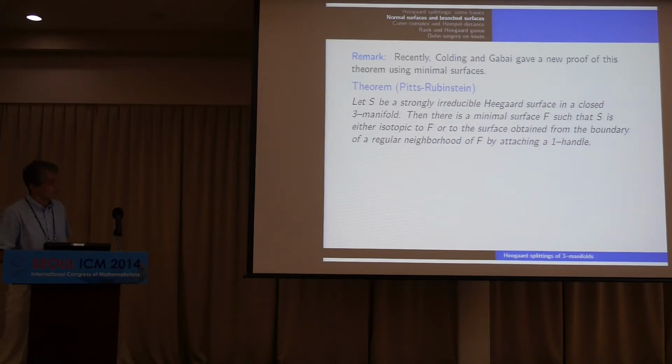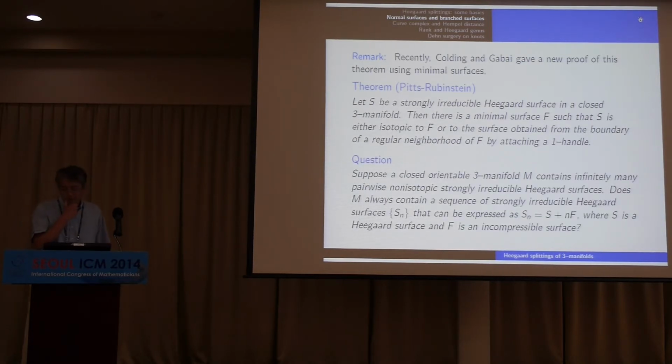with one handle added. So basically, that's the starting point from their paper. They analyze the minimal surfaces and give a new proof that a non-Haken three-manifold has only a finite number of strongly irreducible, finite number of irreducible Heegaard splittings.